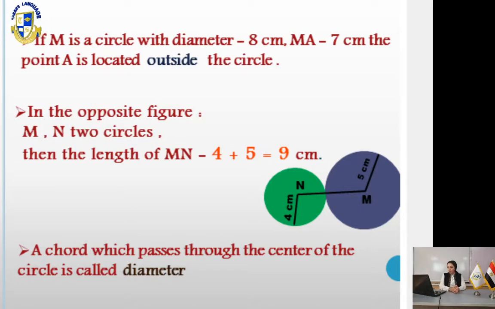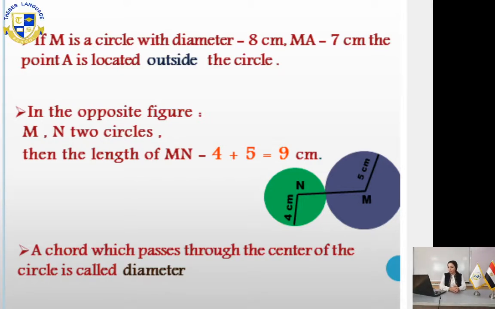Number 2, in the opposite figure, M and N are 2 circles. Then the length of MN equals how many centimeters? We have here 2 circles, so we have 2 radii, 5 centimeters and 4 centimeters, and we know that all radii of a circle are equal in length. So MN will be 4 centimeters plus 5 centimeters equals 9 centimeters.